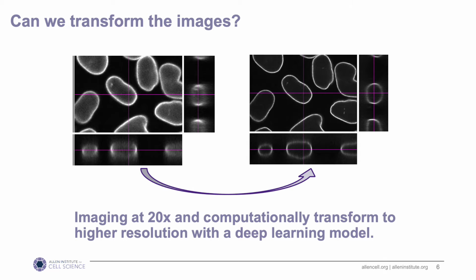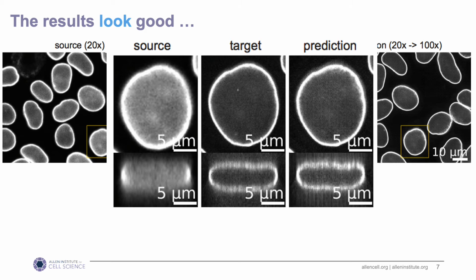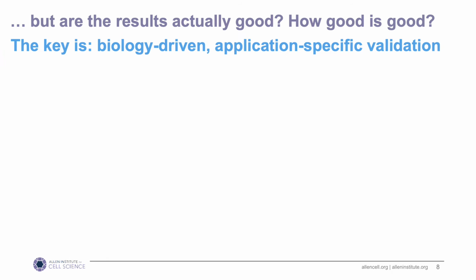Yes, we can. We developed a deep learning model to computationally transform the 20x images to higher resolution for accurate 3D nuclear shape quantification. We call such a deep learning model the transfer function. I will come back shortly to more details of the model. The results of applying this transfer function look nice, including from the side view. So now we can extract nuclear shape more accurately. But are the results actually good? And to be clear, how good is actually good?